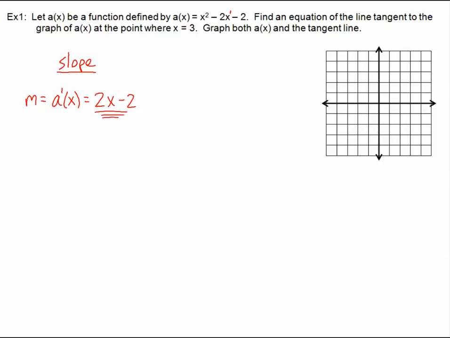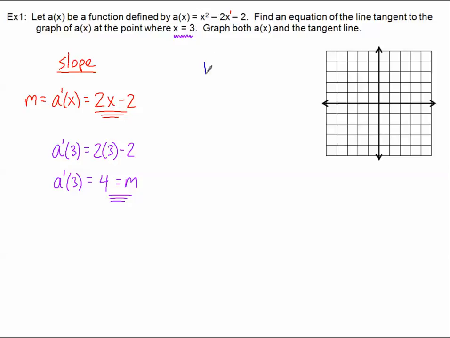So I have the expression for slope. Now I need to figure out what the actual slope is when x equals 3. So when x equals 3, I'm trying to evaluate a prime of 3. That's just simply plugging in a 3. 2 times 3 minus 2 will give me my answer. So a prime of 3 is equal to, what is this, 6 minus 2 is 4. And there's my slope. So I have my slope, and I can plug that into the equation.